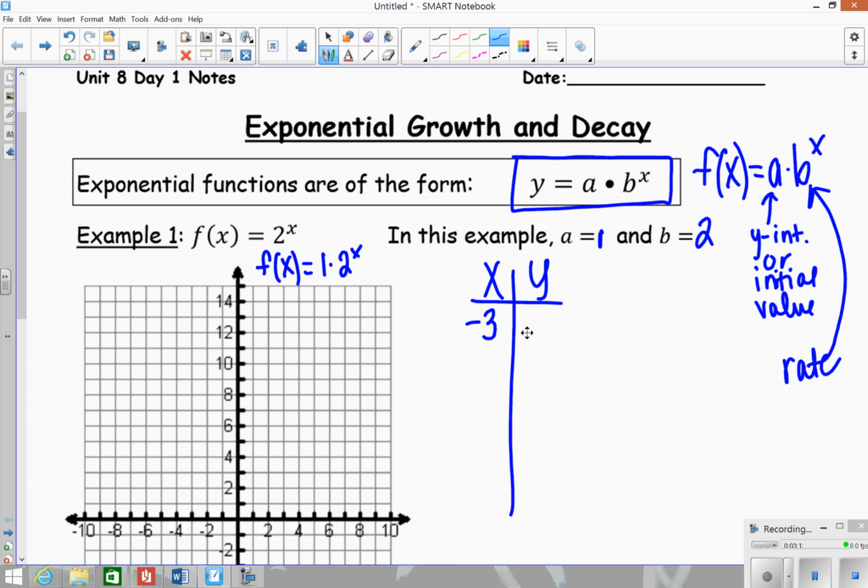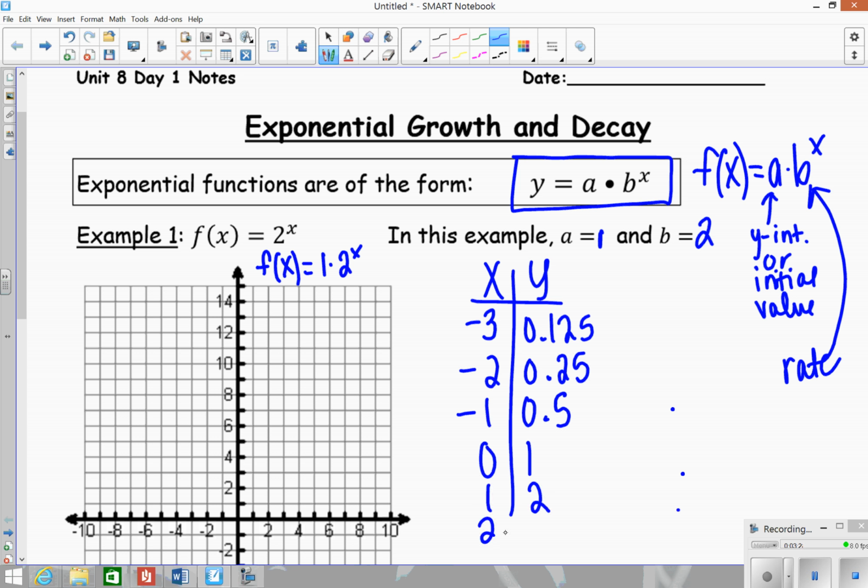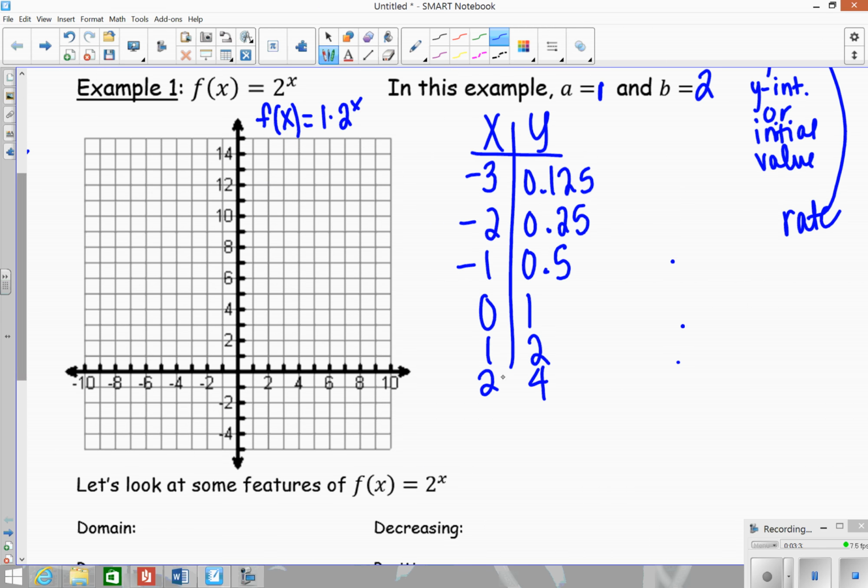So negative 3 would be 0.125. Negative 2 is 0.25. Negative 1 is 0.5, 0 is 1, 1 is 2, 2 is 4, 3 is 8. And then 4 is 16, but that's not going to fit on the graph, so I'll just stop there. So let's go ahead and plot these points.